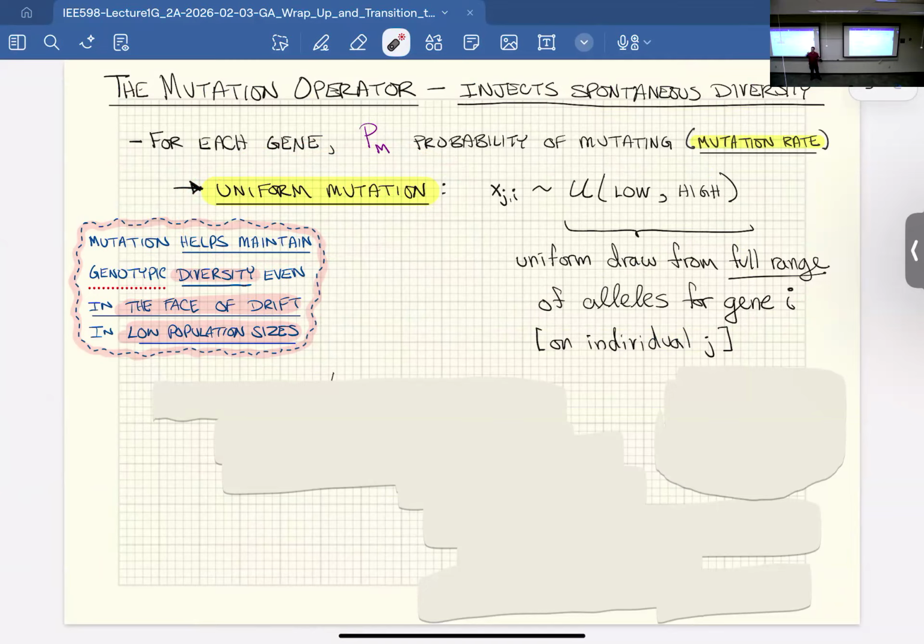The point of all of this is to just try to maintain genotypic diversity, because remember, selection and drift are purging diversity, and gradually all of the solutions are looking more and more alike, and mutation is just trying to add more diversity.